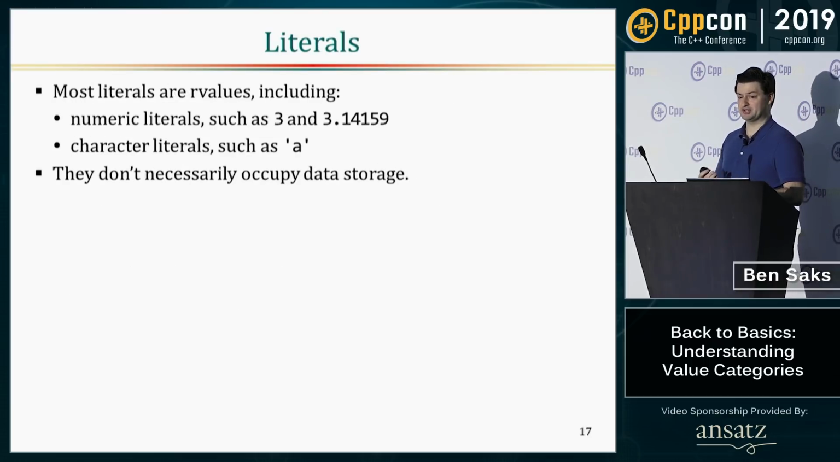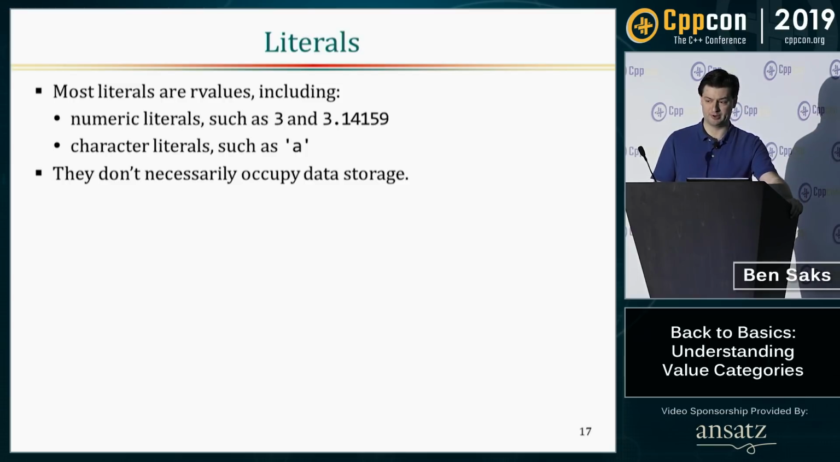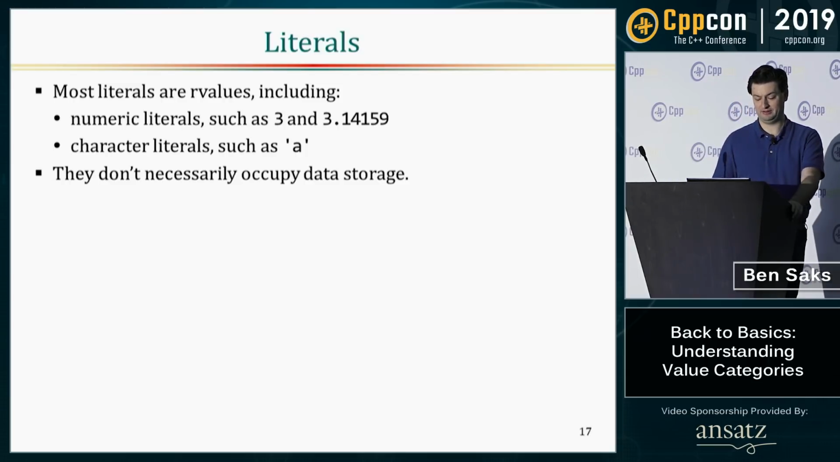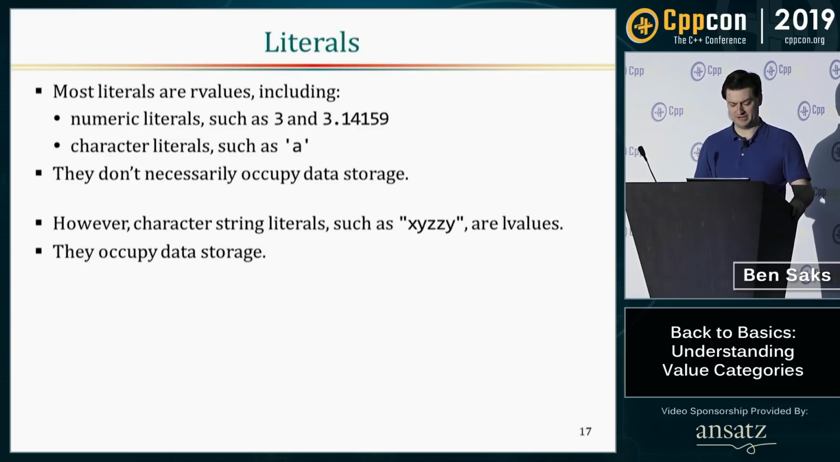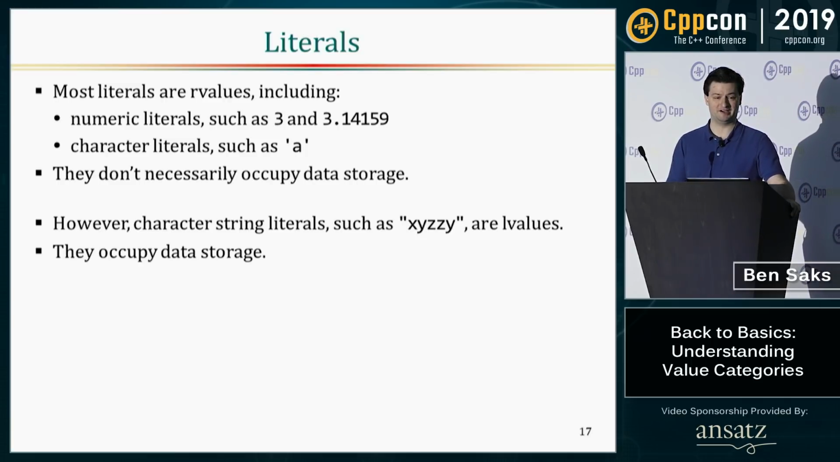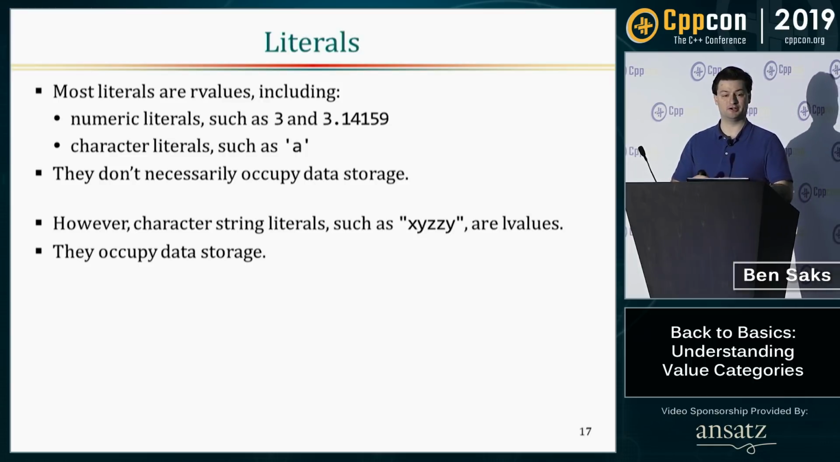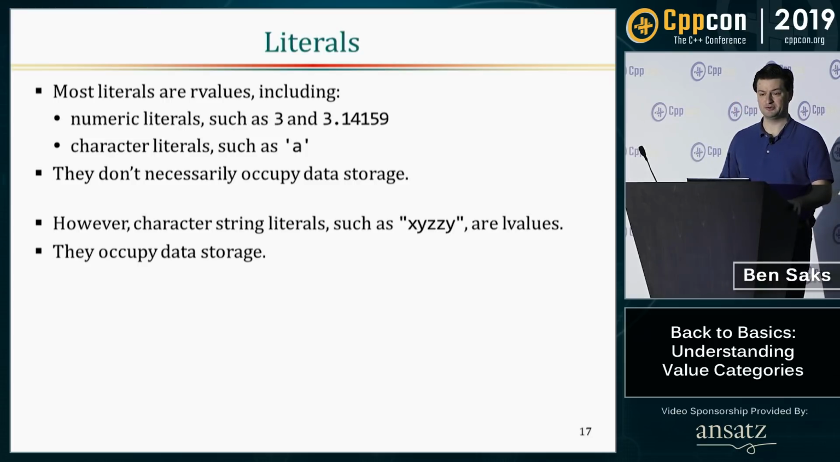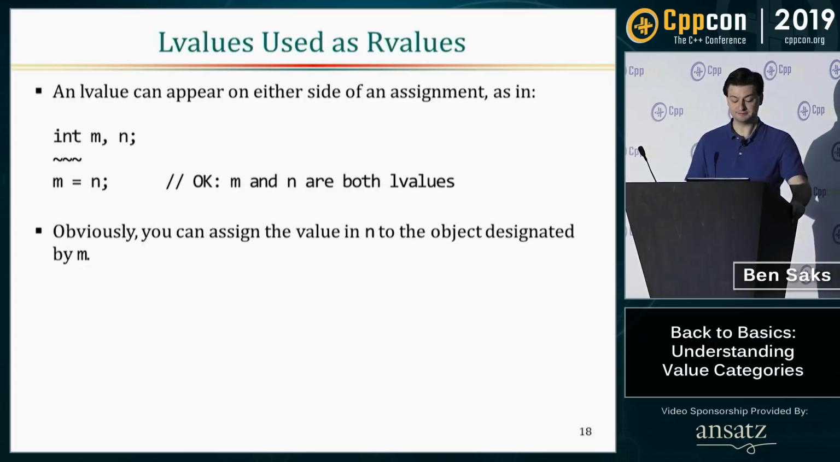So what sorts of things are Rvalues? Well, literals, as I've shown you, so values like 3, 3.14159, character literals like 'a', these things don't have to occupy data storage. It turns out that string literals like "xyzzy" here do have to occupy storage because these things have to behave like arrays. You need to be able to step through them with a pointer. And in order to do that, the thing has to live at a well-defined location in memory.